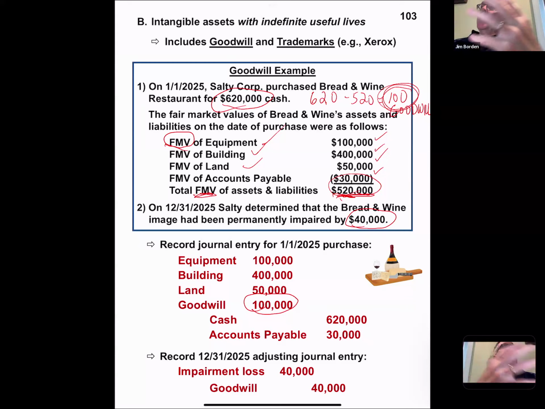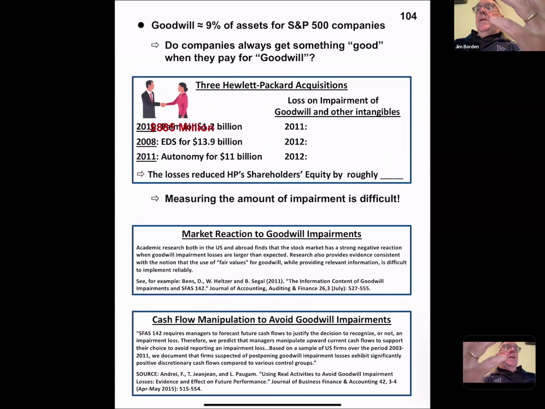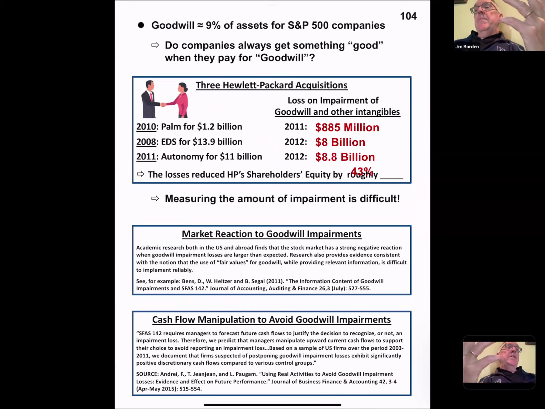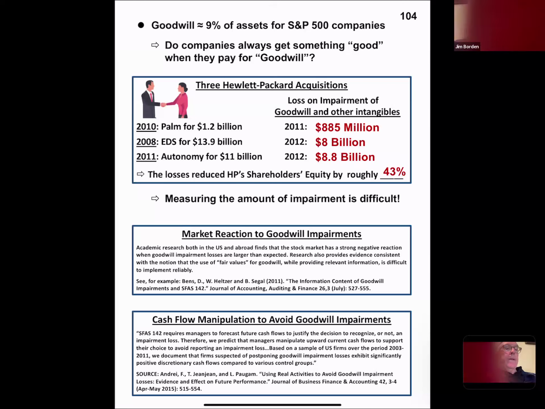Again, as we gain more experience after acquisition, we realize it wasn't worth what we paid. So now even more challenging is measuring the amount of the impairment. Measuring the amount of initial goodwill was challenging. Trying to figure out if there was an impairment, and how much, is perhaps even more challenging.